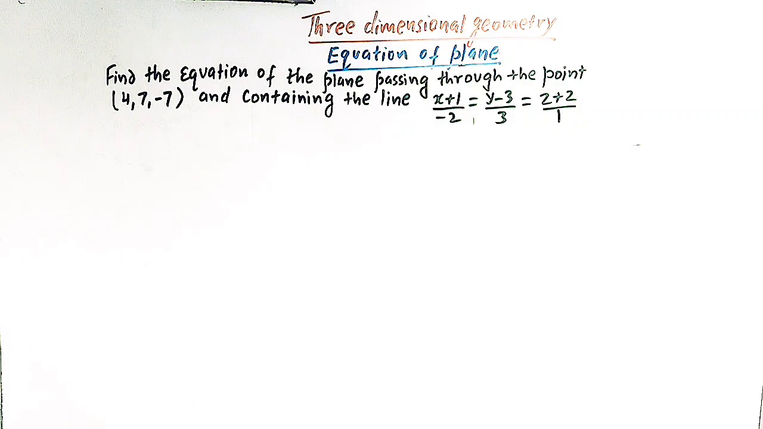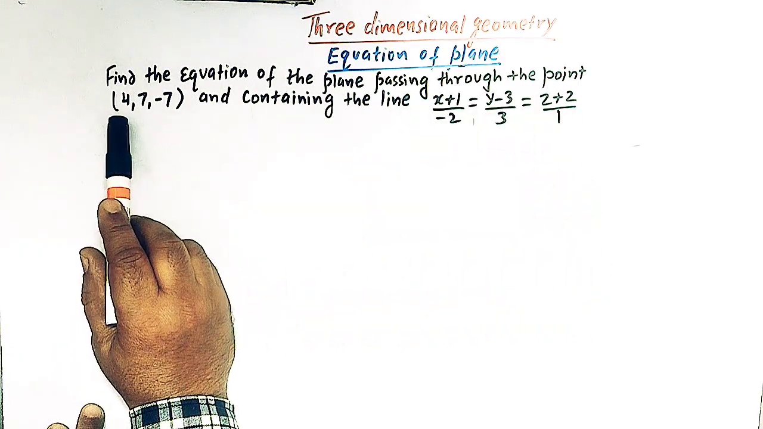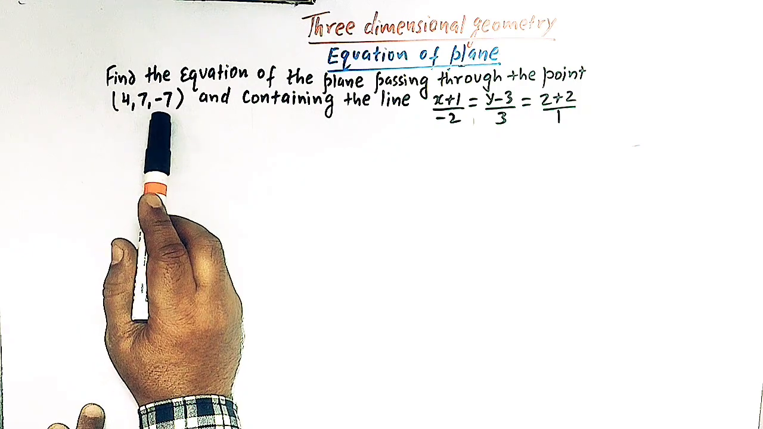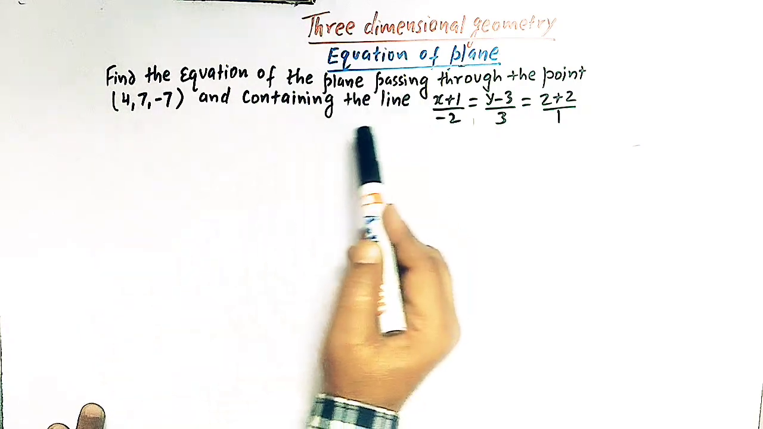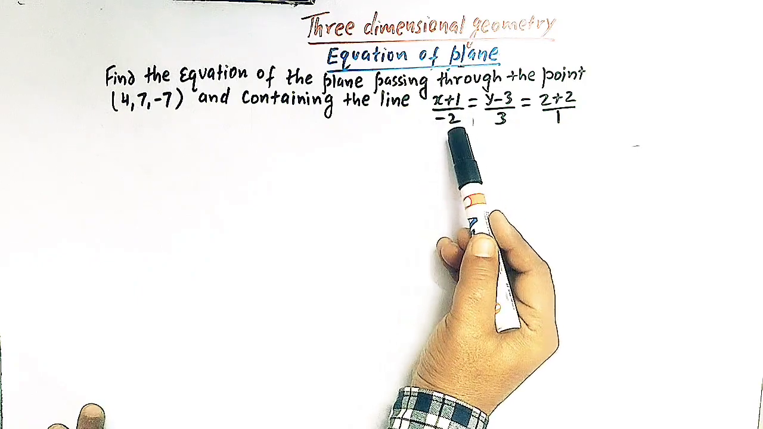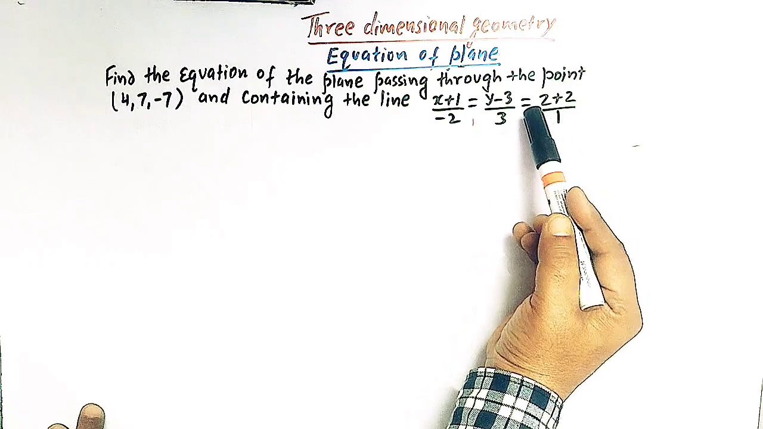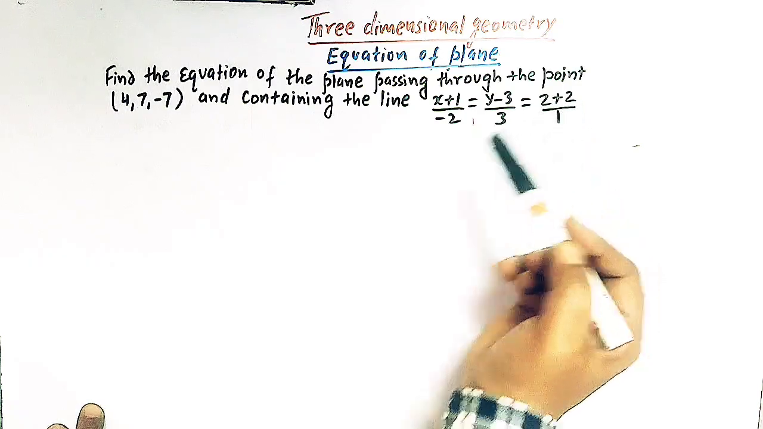Hello viewers, in today's session we are going to discuss another important problem from three-dimensional geometry, and here we are going to find out the equation of a plane which passes through this point, that is 4 comma 7 comma minus 7, and the plane contains this line whose equation is (x plus 1)/(minus 2) is equal to (y minus 3)/3 is equal to (z plus 2)/1.